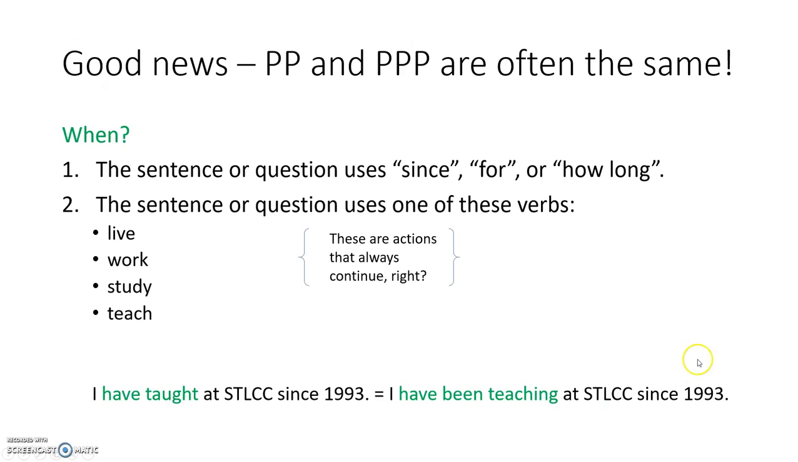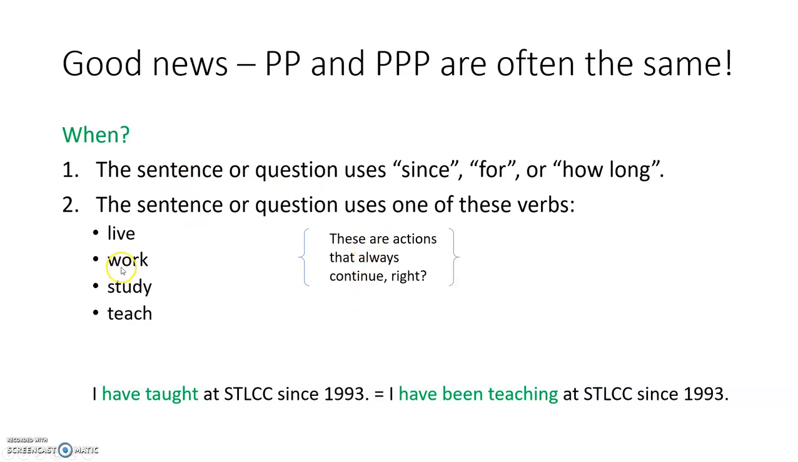Okay, so, verb tenses get complicated when we try to think about which one we need to choose and how are they different. So the first thing I have for you is some good news, and I'm using abbreviations. I think you know what they mean, right? PP is present perfect, PPP, present perfect progressive. They are often the same, but your sentence has to meet these two requirements.